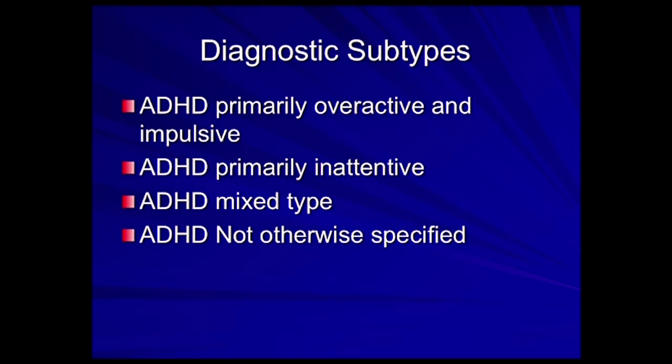And then mixed type is where you may have overactivity at times and impulsiveness at times, but it's not all the time. But you do have the inability to concentrate, focus, and organize your memory all the time. And then not otherwise specified is where you have a lot of symptoms. You may even have one area that's really bad, but you don't meet all the criteria. So you still have it. You still need to be treated maybe, but you don't necessarily meet the other criteria.